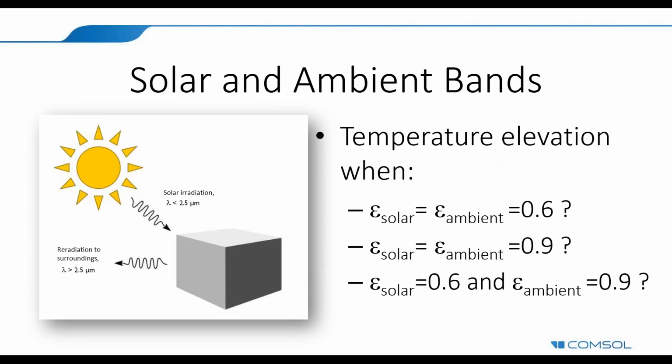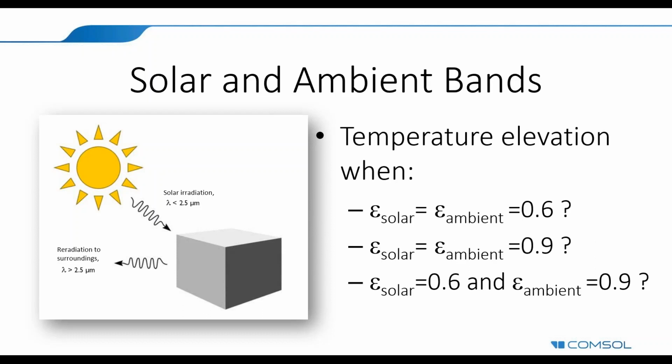So the model is a block made of concrete. This block is receiving irradiation from the sun, and it's also emitting radiation to the surroundings. So it's heated and cooled by radiation. So for simplicity, I will skip in this particular model the convection due to the surrounding air, maybe the conduction due to the contact to the ground, etc. So just focus on radiation.